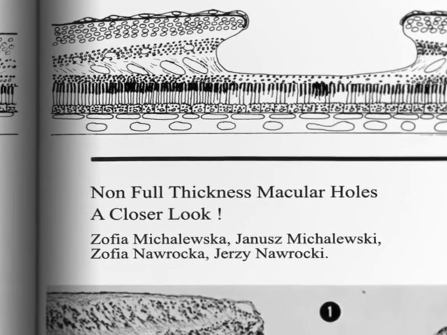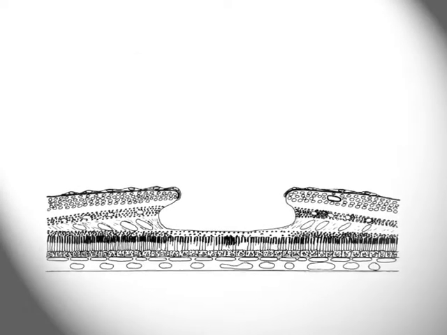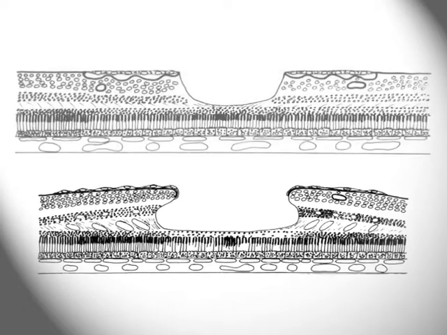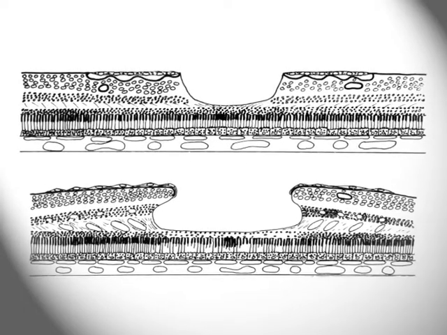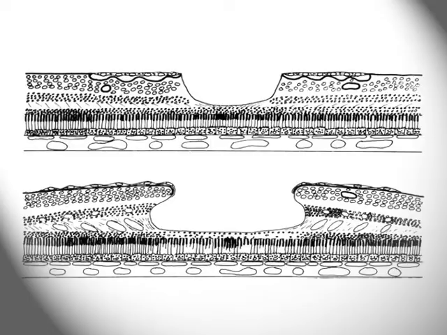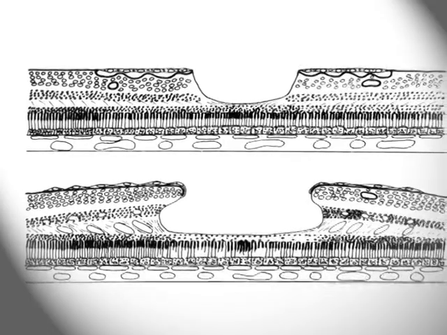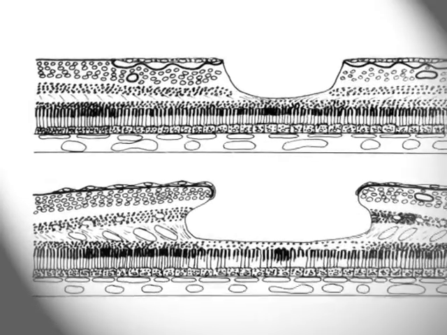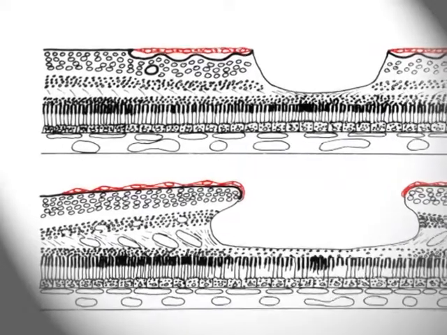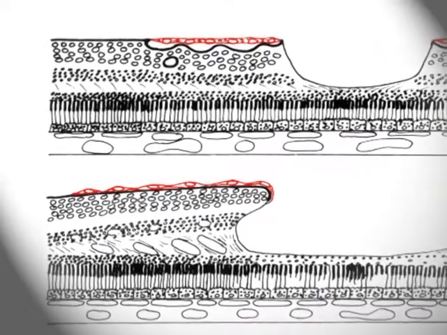Non-full thickness macular holes. A closer look. Macular pseudohole and lamellar macular hole were originally described by Gass as two different entities. However, although Gass presented each disease in a different chapter, in his schematic drawings of both diseases he included epiretinal membranes, which do not cover the center of the fovea.